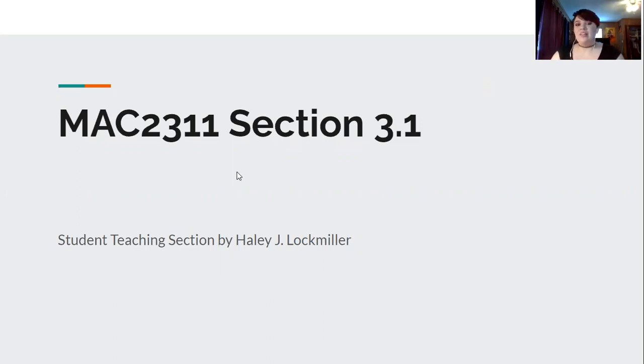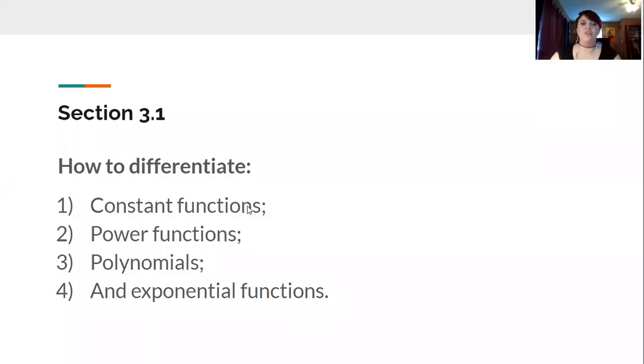So we are still in MAC2311. We are going over section 3.1. We have talked about the constant functions. We are still talking about power functions. In the last video, we looked at how to find the power rule. We found the power rule taking the derivative of 3 different functions to different powers, where p was equal to 1, 2, and 3. So this video is going to focus on proving the power rule, proving how we take the derivative of power functions, and how we can follow the same steps every single time, no matter what our power equation or power function looks like.